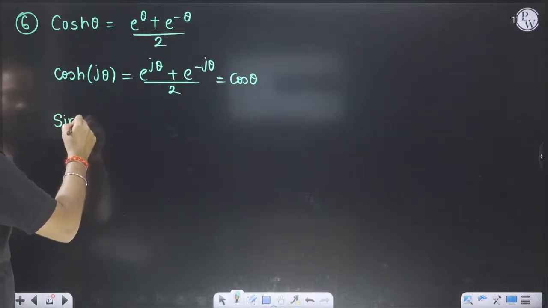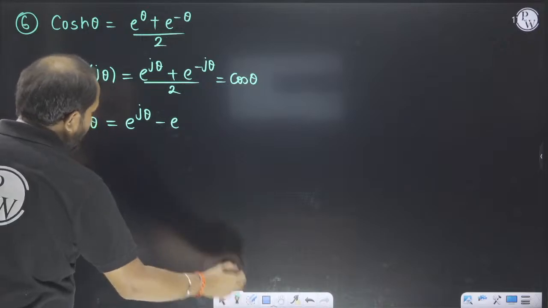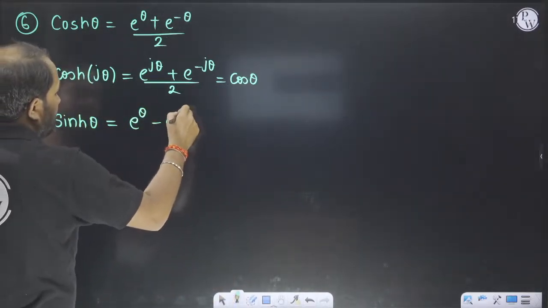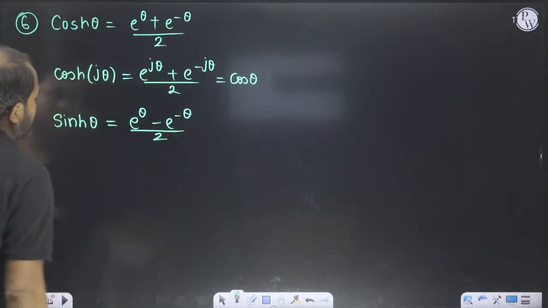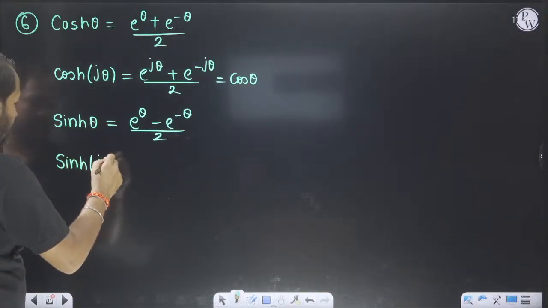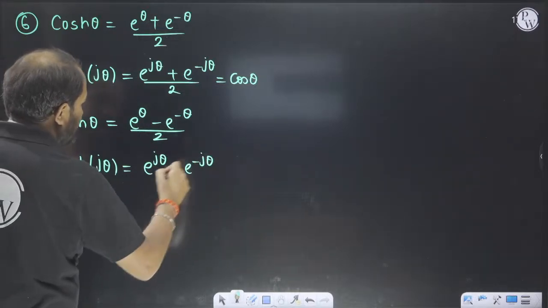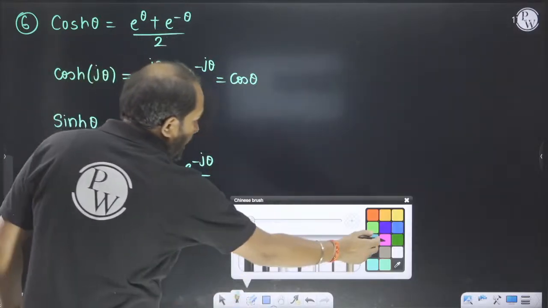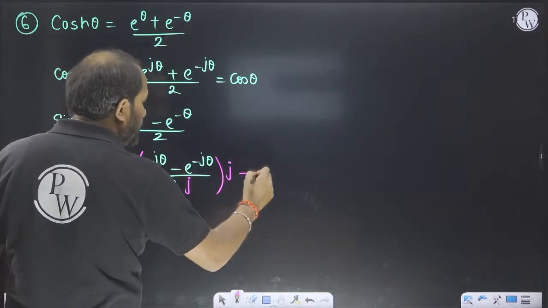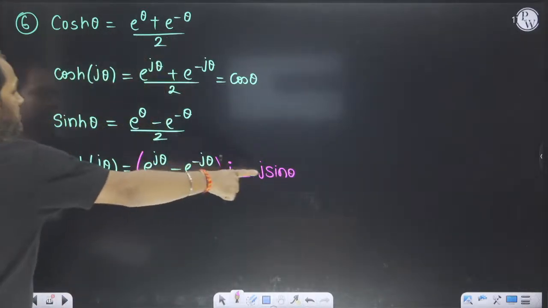Similarly, sin hyperbolic theta is e to the power theta minus e to the power minus theta divided by 2. Then I will ask what is sin hyperbolic j theta. It will be e to the power j theta minus e to the power minus j theta divided by 2, and then I can multiply and divide with j. So it will be j sin theta. So sin hyperbolic j theta is equal to j sin theta.